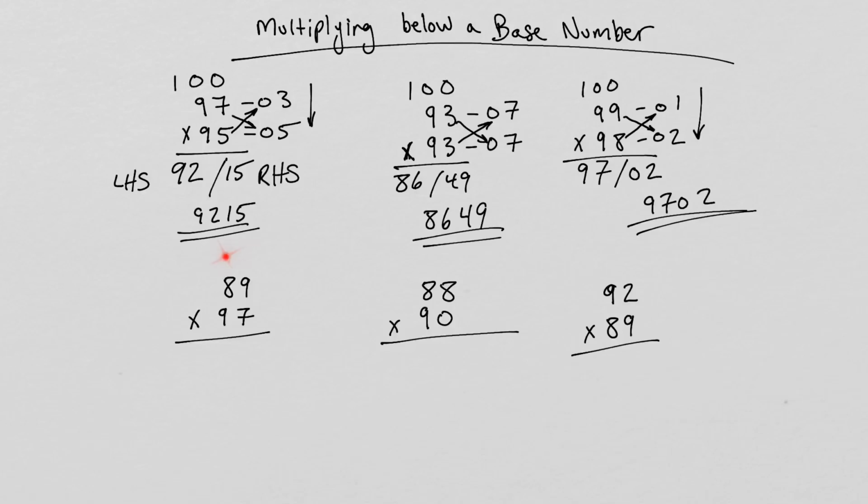Okay, the next problem, 89 times 97. We'll say from base number 100, 89 is minus 11, 97 is minus 3. Okay, 89 minus 3 gives us 86. And then minus 11 times minus 3 gives us a positive 33.